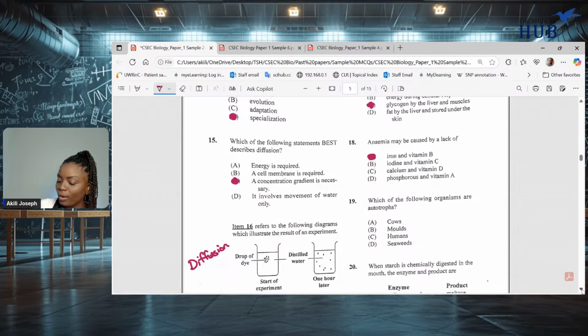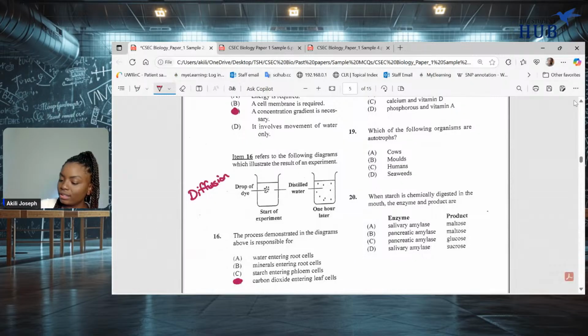19, which of the following organisms are autotrophs, right? Is it going to be cows, moles, humans, or seaweeds? So autotrophs have the ability to make their own food. We're looking for producers. So that is going to be D, your seaweed.